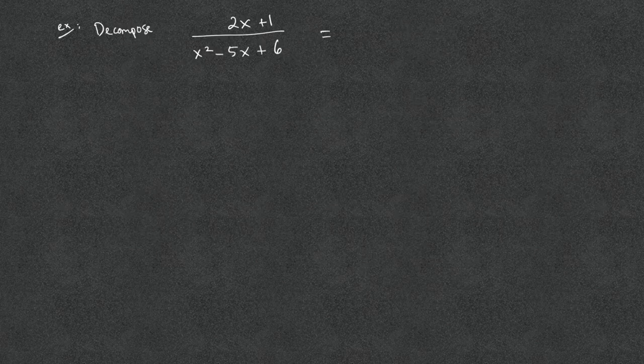For example, find the decomposition of 2x plus 1 over x squared minus 5x plus 6. First, we see that this is proper and the denominator is a quadratic, but it is reducible. We can factor x squared minus 5x plus 6 as x minus 2 times x minus 3. Thus, this is the product of linear factors, and the linear factors in the denominators are distinct.